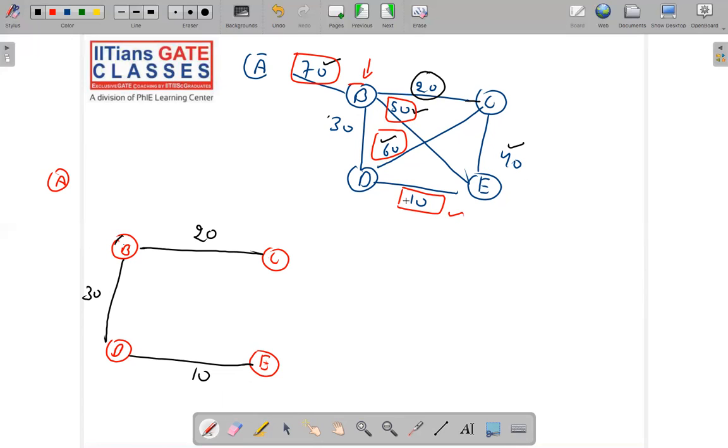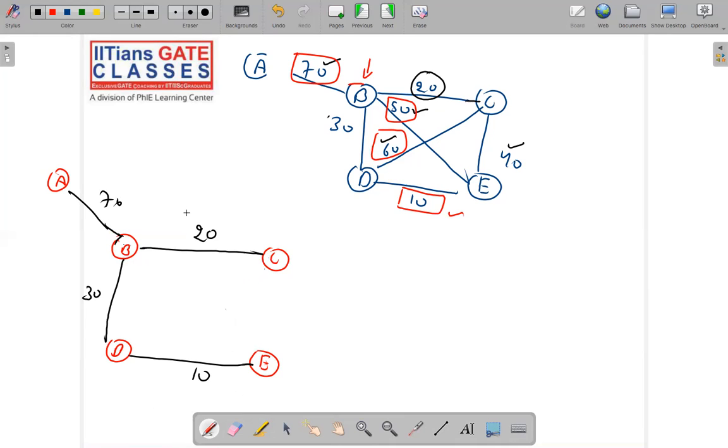Again, out of these marked and remaining edges, 60, 50, and 70 are the options. If you try to enter 50 here, it will make a loop, right? So we can't consider this edge. If you try to enter this 60, it will make a loop, so you can't consider this edge. So which one is the last one? 70 is the last option, so you enter it here. This will make a minimum spanning tree.